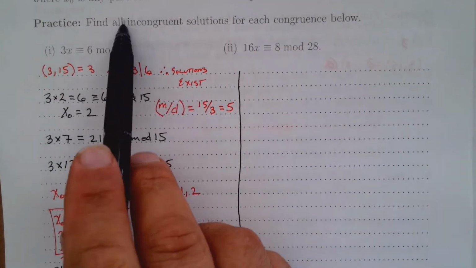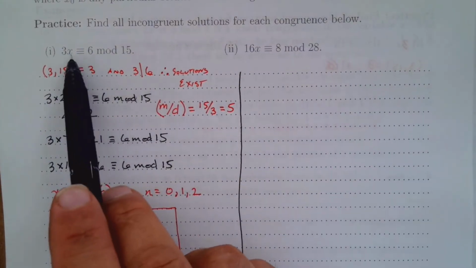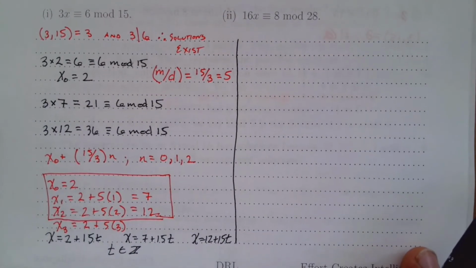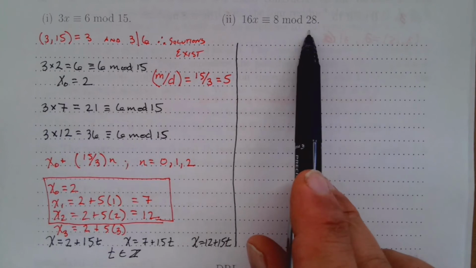We just did a video finding all incongruent solutions for this congruence, 3x is equivalent to 6 mod 15. Went through that process to solve. Now we're going to do 16x is equivalent to 8 mod 28.